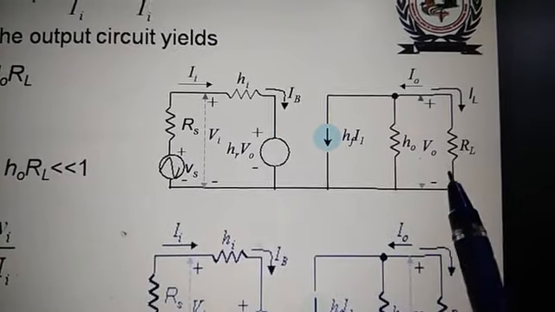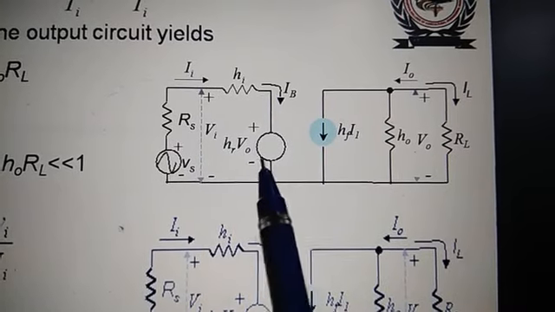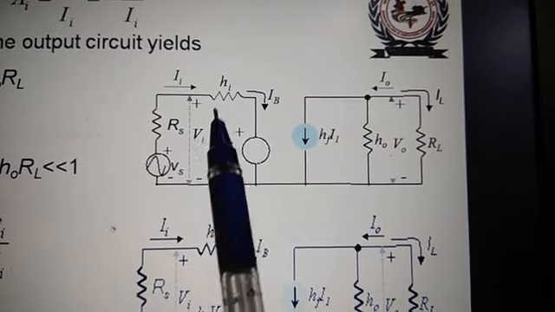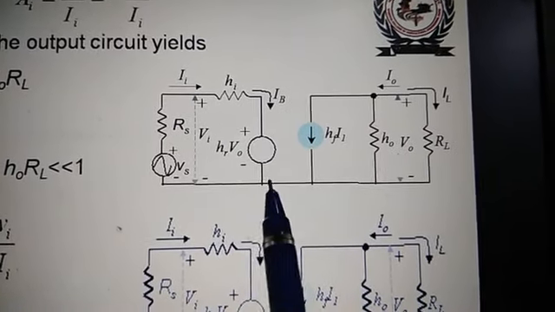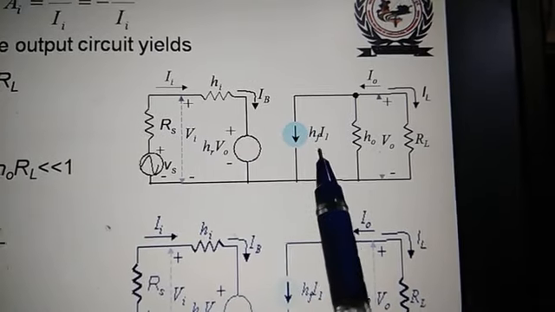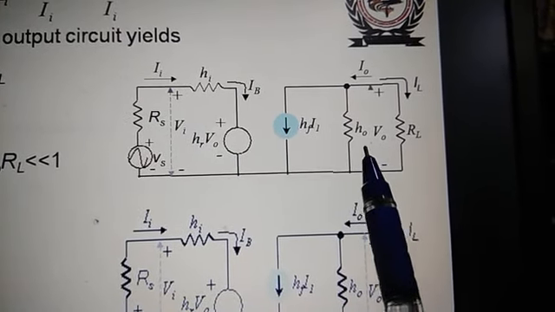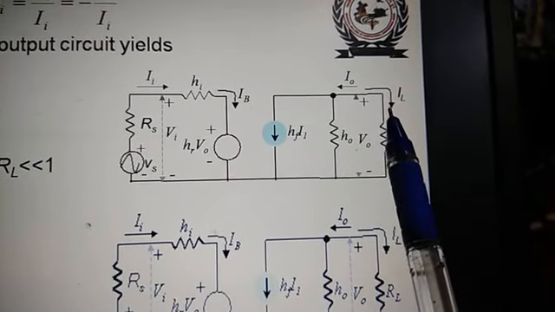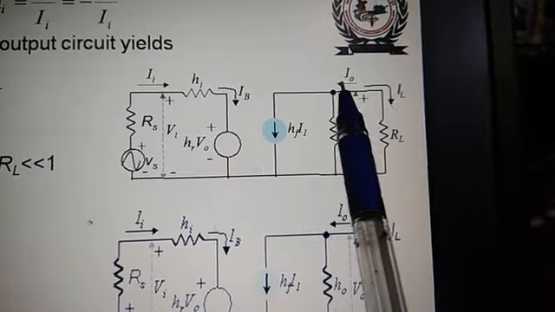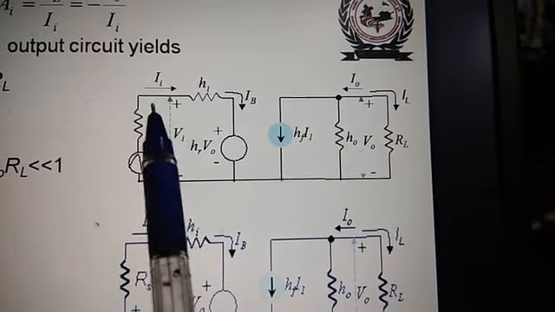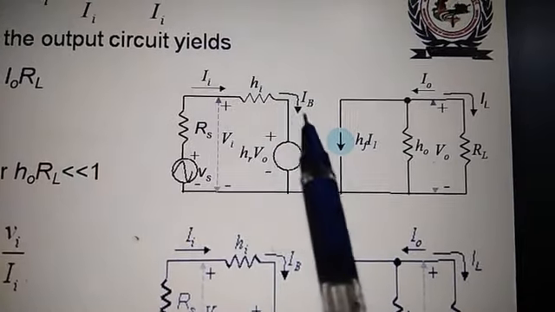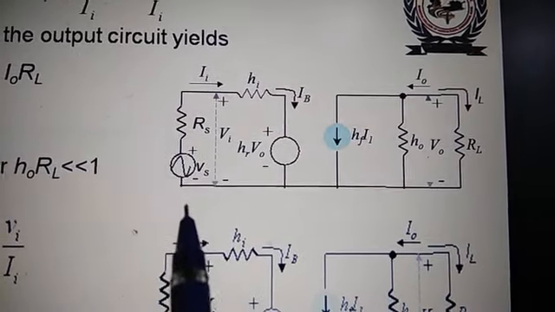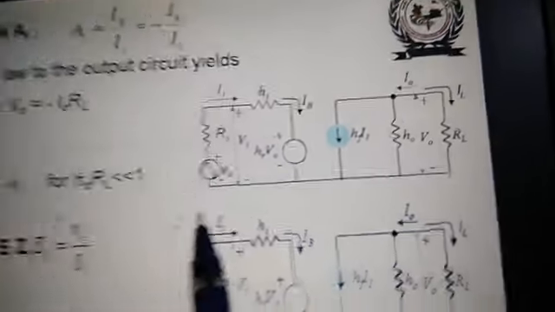This is the equivalent model, hybrid model of a transistor which I have already shown. This is general model and all parameters are here. This is Hi, this is HR into Vo, this is HF into I1, this is HO and output voltage Vo, load resistance RL, load current IL, output current Io. These are in opposite direction. Here input current I1 and the base current IB, input voltage Vi, source resistance Rs and source voltage Vs.